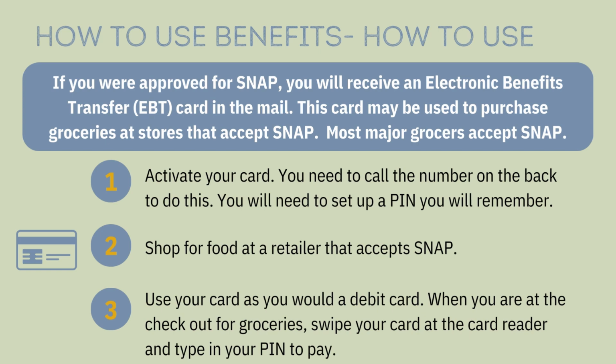Step two is to go to your store and start shopping for food. Go to a store that accepts SNAP, and we'll go over which stores accept it and some tools you can use to find those. But most major retailers and grocers accept SNAP. And then after you get your food and you're going to the checkout line, you would use this card as you would a debit card. So swipe that card, enter your PIN, and that's how you pay. Again, we'll go over how you can check your balance and everything in a few slides, but this is how you use your card. It's super simple, it just works like a debit card.